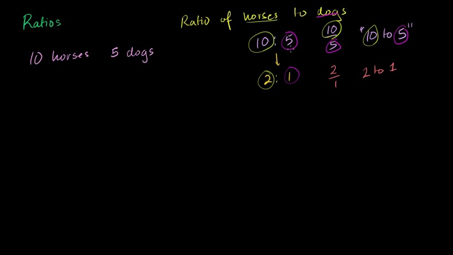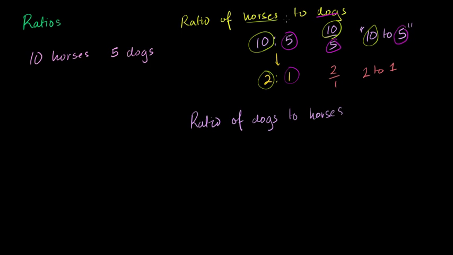What's interesting about ratios is that it doesn't always have to be literally the number of horses and the number of dogs you have. What a ratio tells you is how many horses I have for every dog, or how many dogs I have for every horse. Now, just to make things clear, what if someone asked me, what is the ratio of dogs to horses?